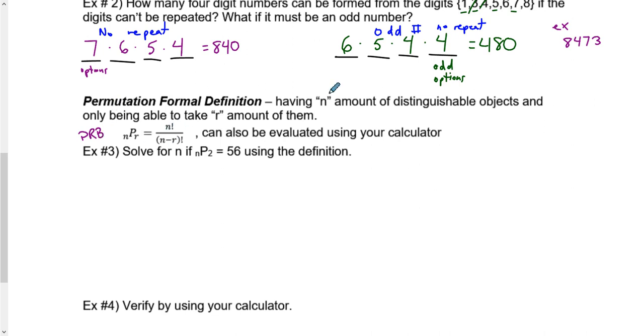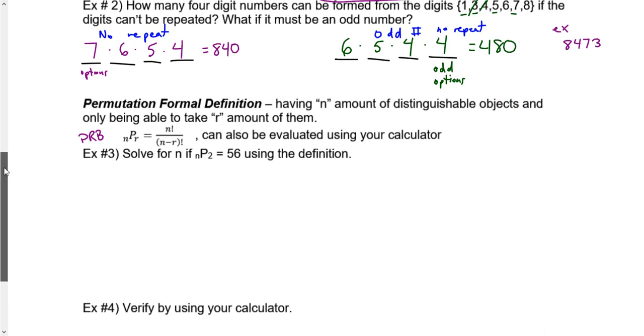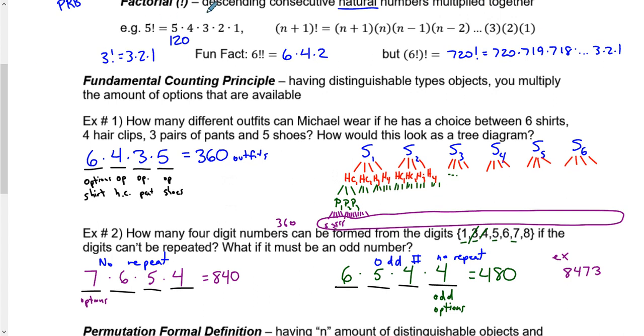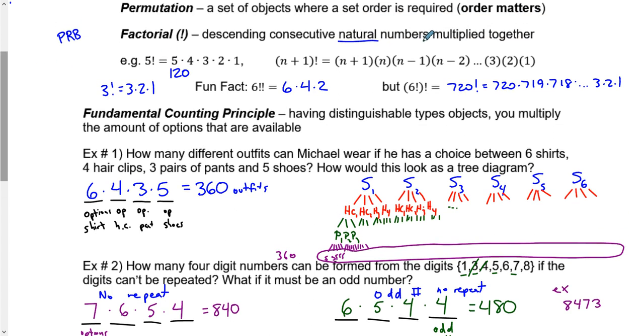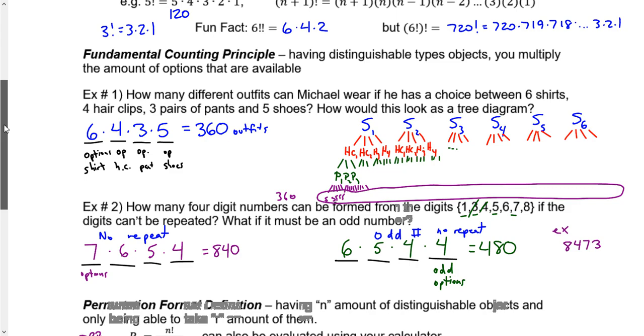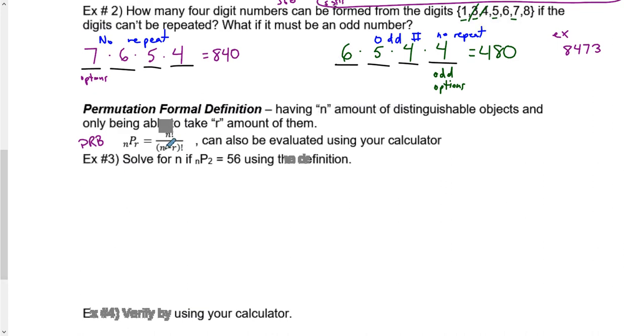The n, so the number of distinguishable objects, factorial, divided by, so again, remember that definition of factorial is just the descending consecutive natural numbers that you multiply together, over n subtracting r factorial. It can also be evaluated using a calculator.